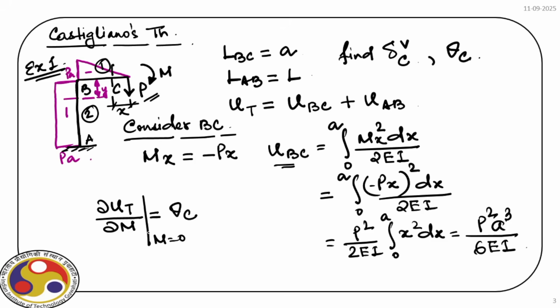Okay. Now you have seen how we can use Castigliano theorem to solve the displacement and rotation at a particular point, right? Now let us take a different example. So this is our example 2. In this example, we have a beam, a cantilever beam of length say L.